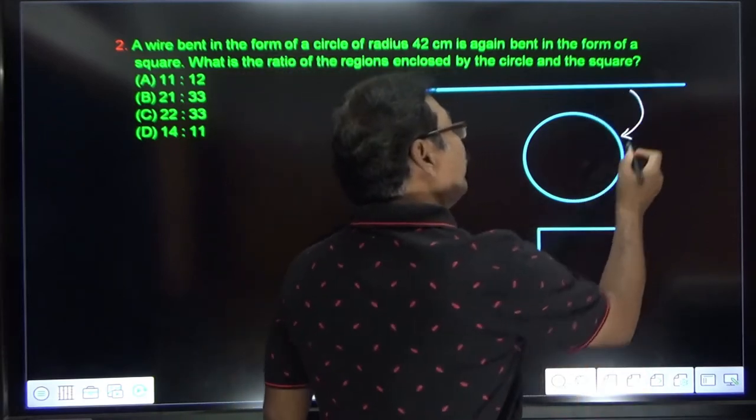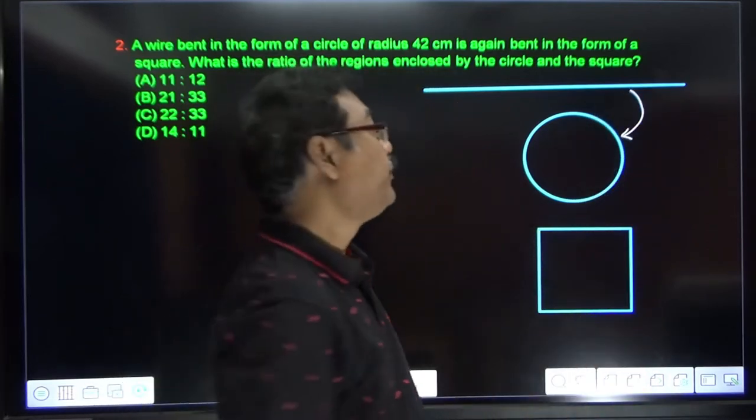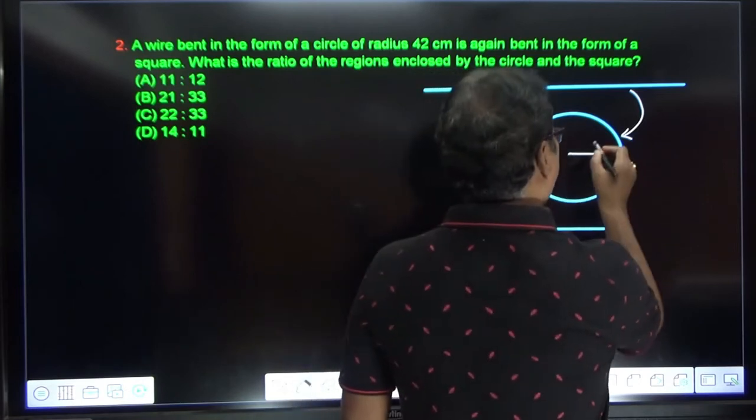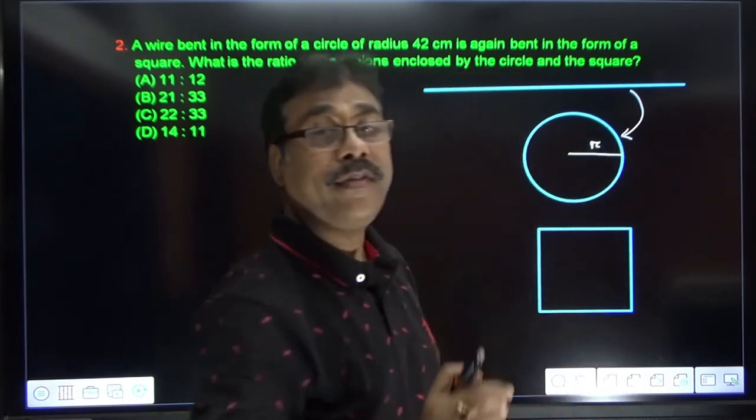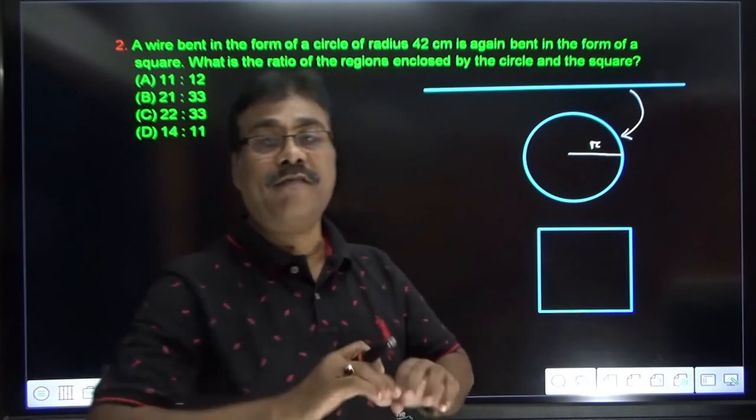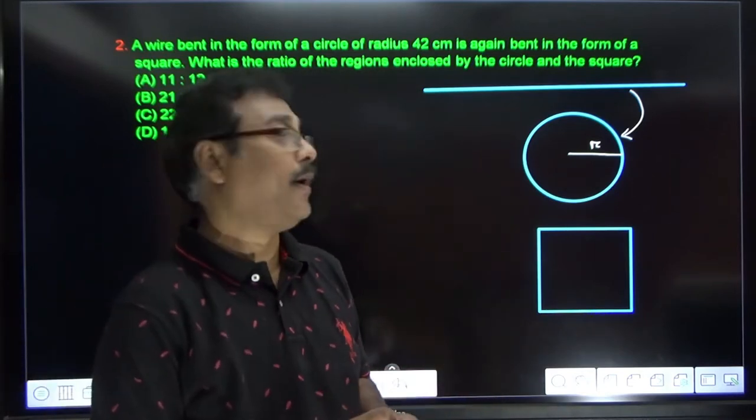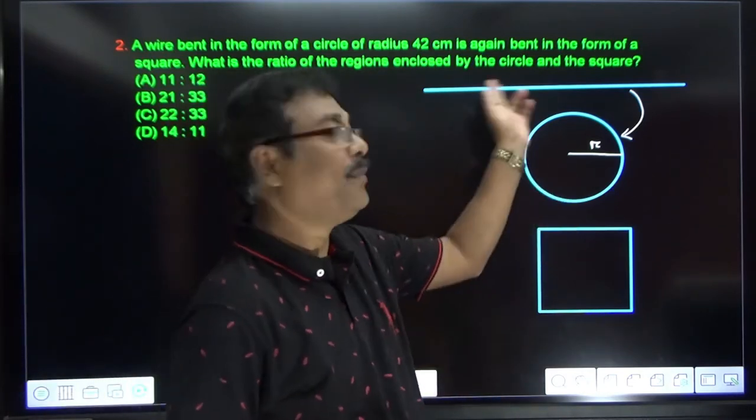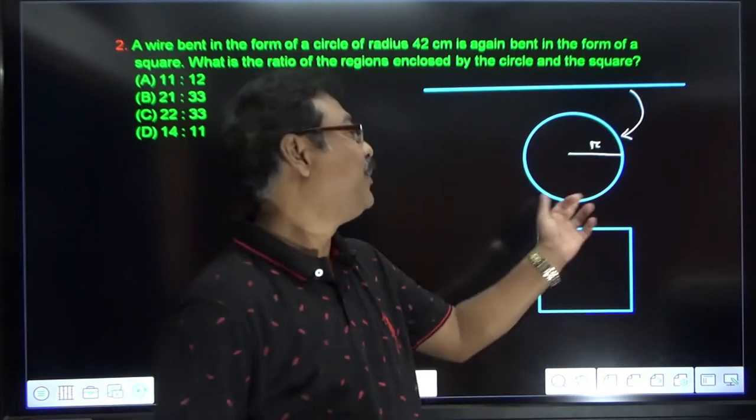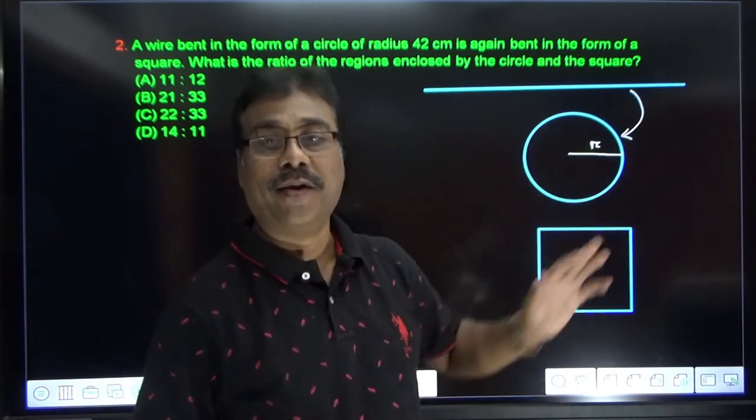This one is bent like this into a circle whose radius is 42 cm. So because the radius is 42 cm, if I find the circumference of this one, then that will be the length of the wire. Got it? The length of the wire will be the circumference of this one.